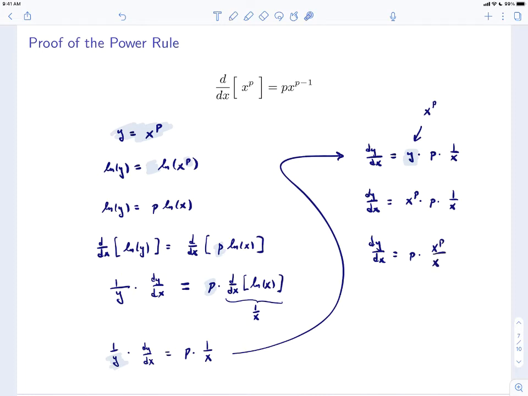And now we just reduce this expression right here. So x to the p over x, this is the same as x to the p minus 1. So we have that dy dx is equal to p times x to the p minus 1. So even if p is not a positive integer, we can still use the power rule to differentiate x to the p.